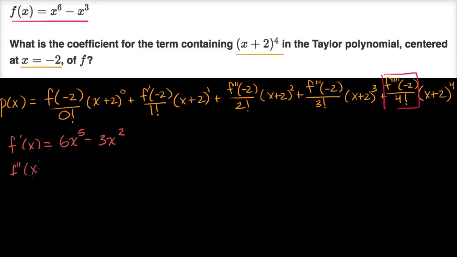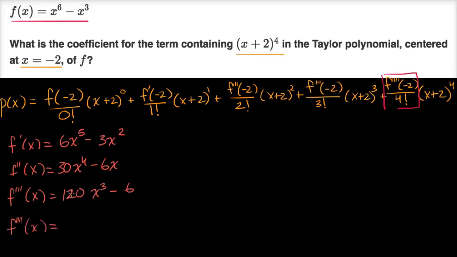Second derivative is going to be equal to 5 times 6 is 30, x to the 4th, minus 2 times 3 is 6, x to the 1st power. Third derivative of x is going to be equal to 4 times 30 is 120, x to the 3rd power, minus 6. And then the 4th derivative, which is what we really care about, is going to be 3 times 120 is 360, x to the 2nd power, and the derivative of a constant is just 0.